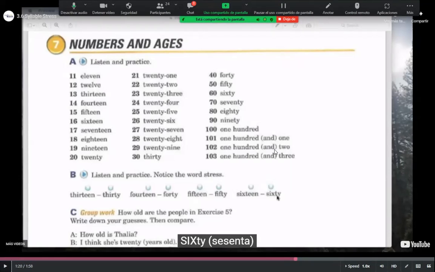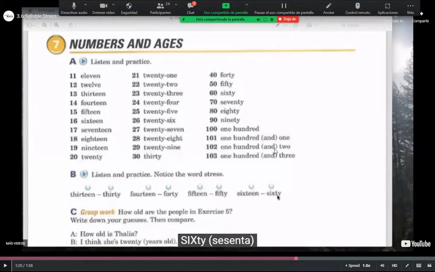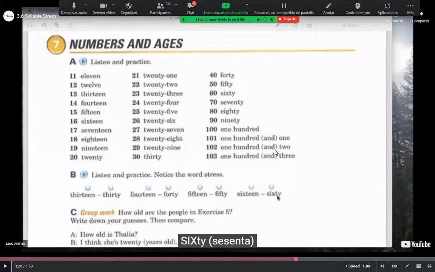How do you say in English 25? How do you say 15? How do you say 50? What? Hey, don't change the pronunciation. It's 50. But repitamos las decenas, all right?